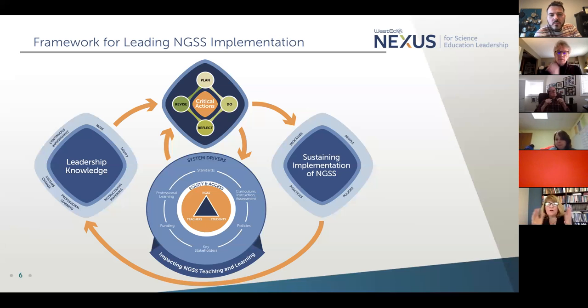So we put this all together in one big picture, in order to invite all of you to think about how you are developing these knowledge bases in your teams and in your states, how you are planning for the critical actions in domain 2, and how you're attending to the 4 Ps to drive towards this vision of equity and access to NGSS. So at the biggest picture, that's the framework.